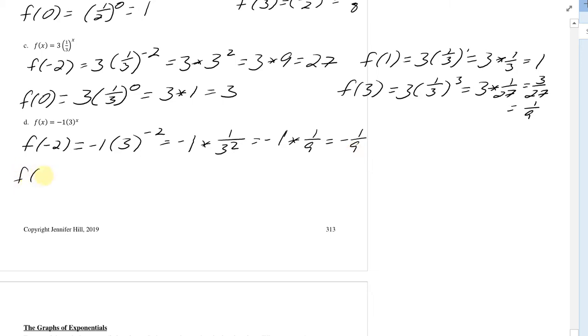Then I've got f of 0. So this is -1 times 3 to the 0. Anything to the 0 power is 1, so this just becomes -1 times 1, so this equals -1.